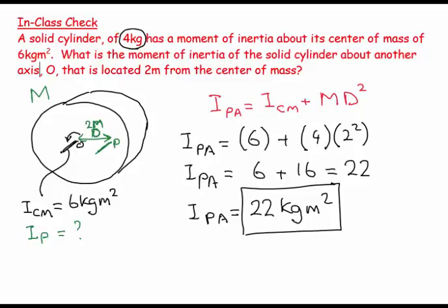The original axis that you have the moment of inertia about must go through the center of mass, and the new axis must be parallel to the old axis. So there we have it.